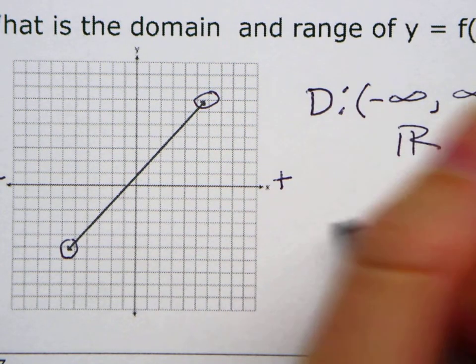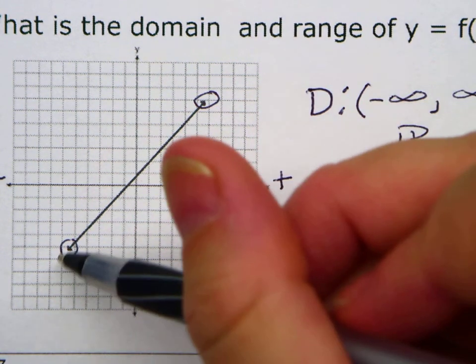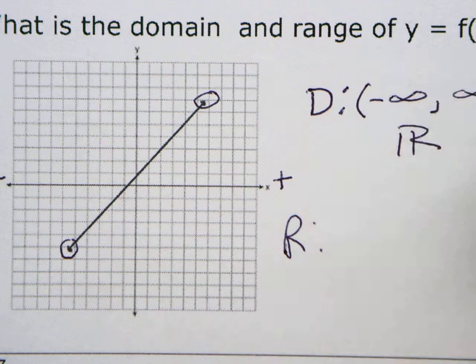Again, you can write that as all real numbers. How about the range? Same thing. What's the lowest point? An arrow. Highest point? An arrow. All real numbers. Done. All right, next one.